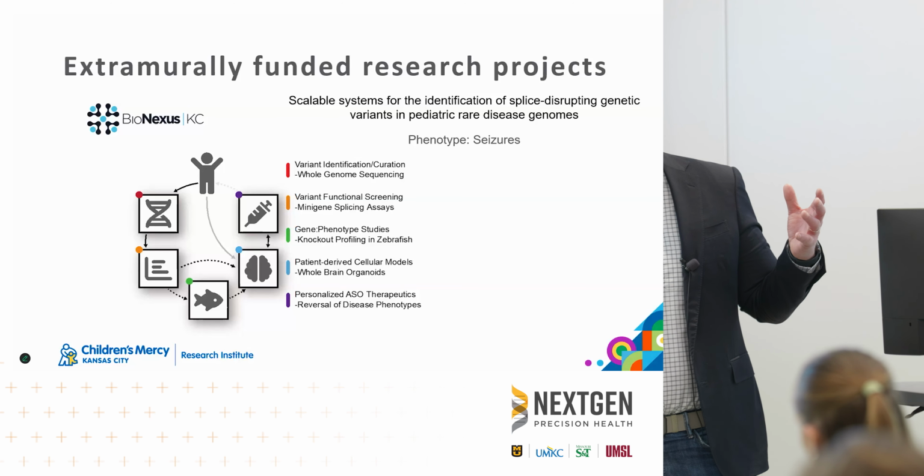Now, on the bottom here, we have fish. So we do have cases where we identify intronic variation in genes where we don't know what they do. We can rapidly model those in zebrafish. So you can do this in about a week. And we have a collaborator at the Stowers Institute in Kansas City who's doing the zebrafish component of this.